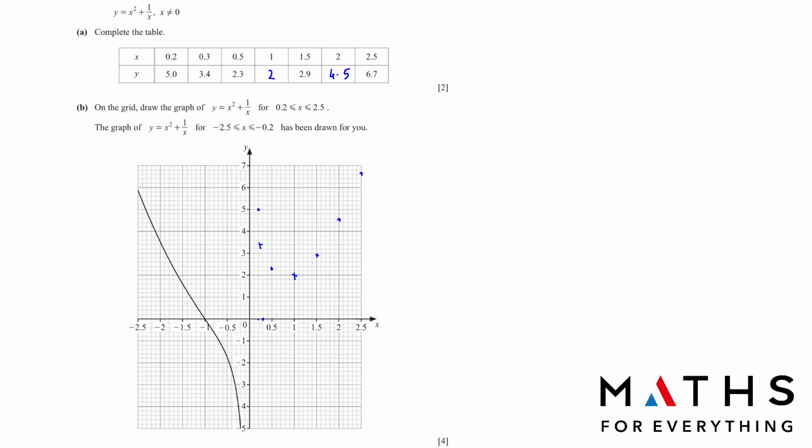We plotted it. Now we have to join the points. This is how it will look after you join the points. Learn to do the graph questions a lot. They are quite similar and they carry a lot of marks.